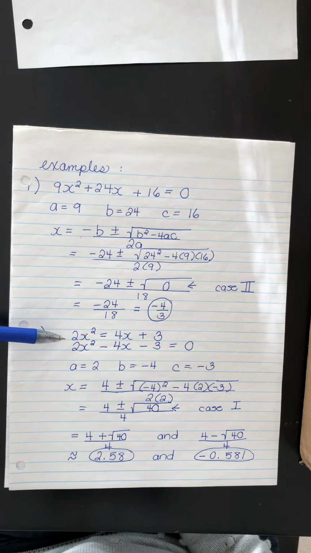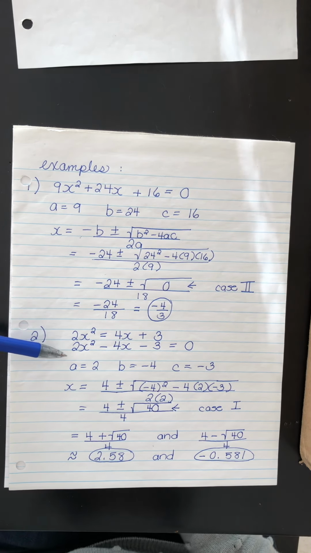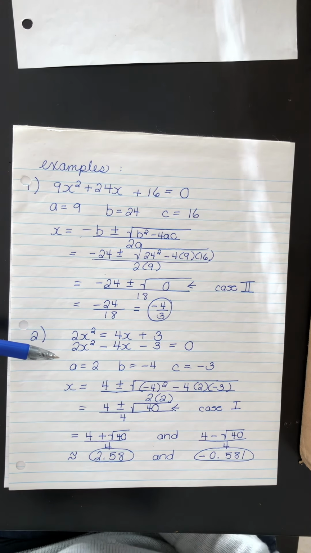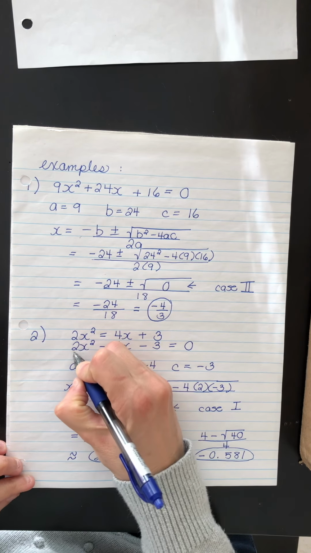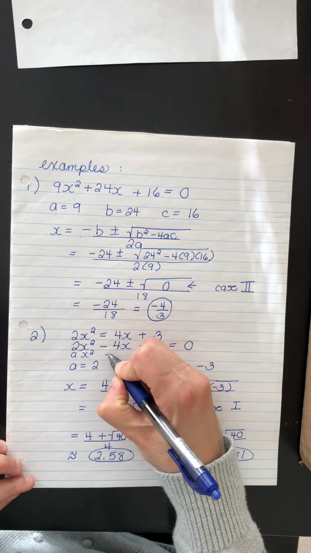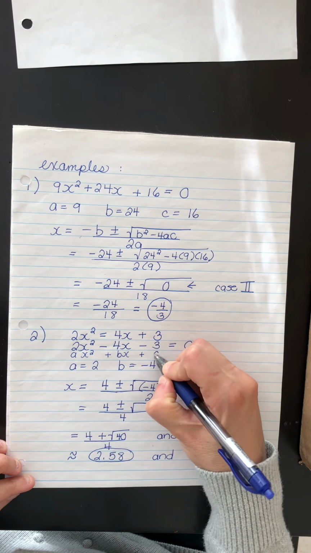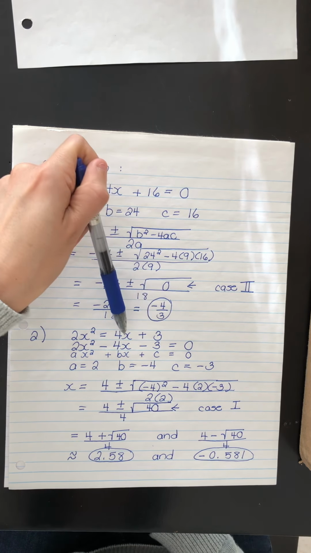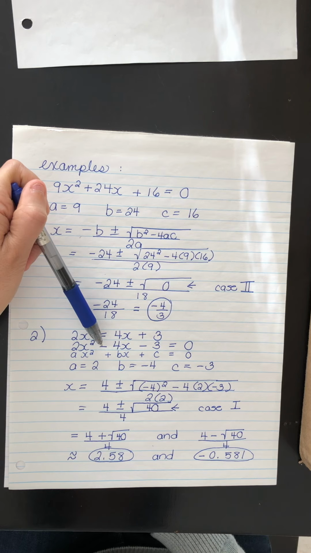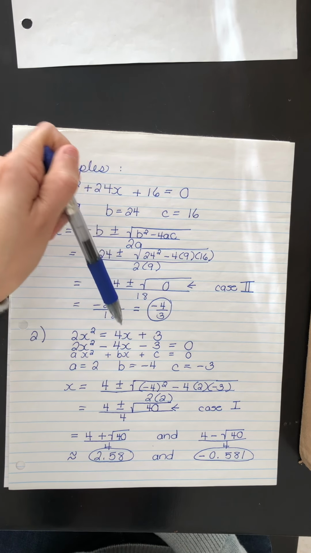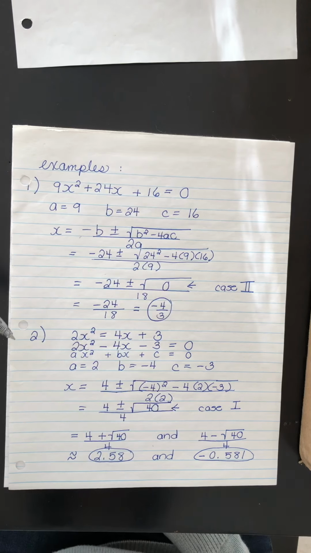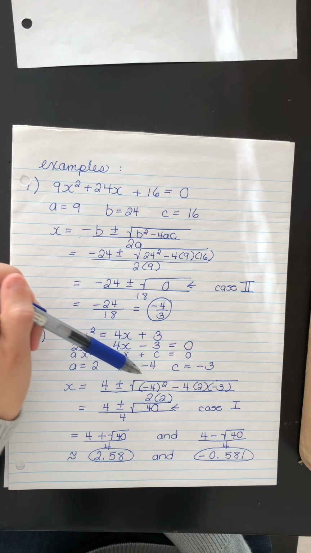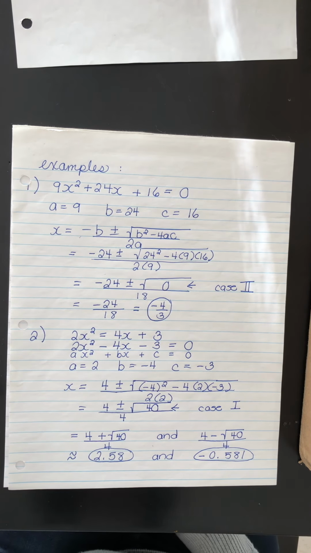Example 2 here is a good reminder that we must have perfect quadratic form before we start, which means we want the form ax squared plus bx plus c is equal to 0. So that means bringing these 2 terms over to the left side. You can see that in doing so, they are subtracted since they were positive quantities on the right. This now gives us the following values. A is 2, B is negative 4, C is negative 3.